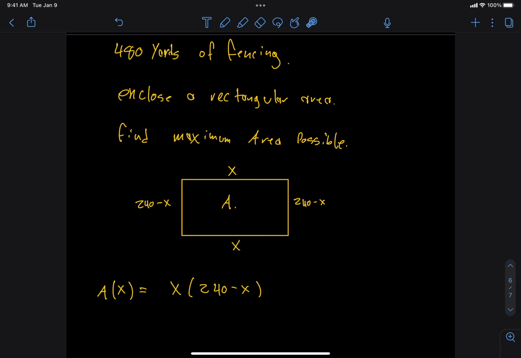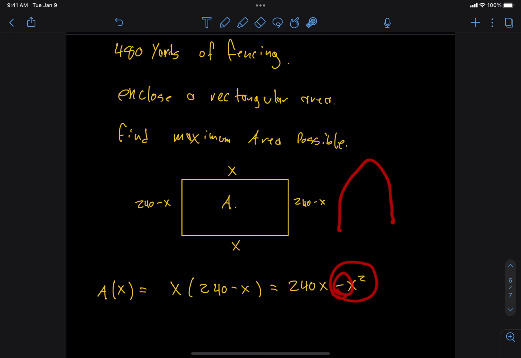So what kind of function is this? It's a quadratic function, right? And is this a quadratic function that opens up, or one that opens down? Wait, no, it opens down, sorry. We think down, because if we distributed this x, we would have 240x minus x squared. Because the coefficient on x squared is negative, we know that the parabola opens down.